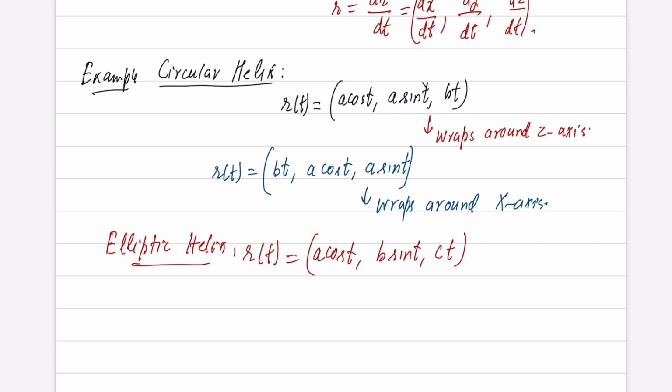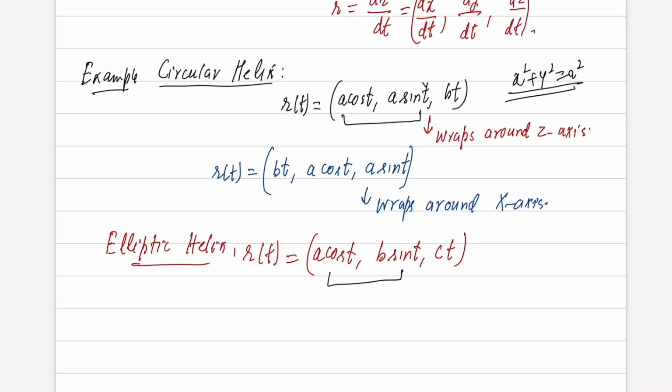Now, how do we understand whether this is a circular helix and the second one is an elliptic helix? If we look at these first two coordinates, a cos t and a sin t, this is the parametric representation of a circle, x square plus y square is equal to a square. So this circle makes this helix a circular helix.